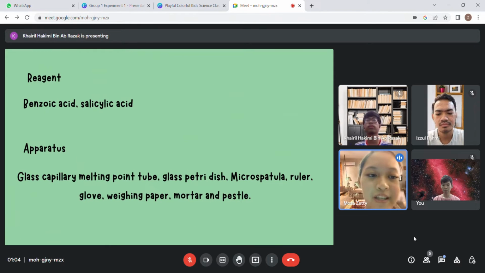I will present the reagent, apparatus, and the procedure. The reagents are benzoic acid and salicylic acid. The apparatus are a glass capillary melting point tube, glass petri dish, micro spatula, ruler, gloves, weighing paper, mortar, and pestle.